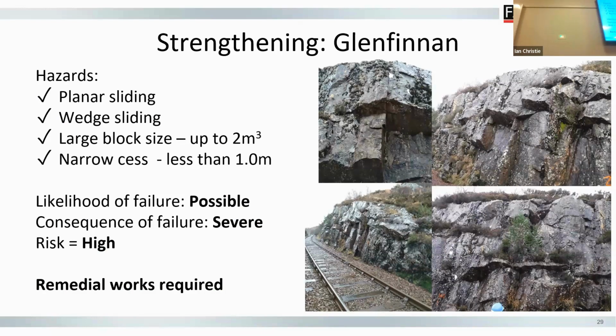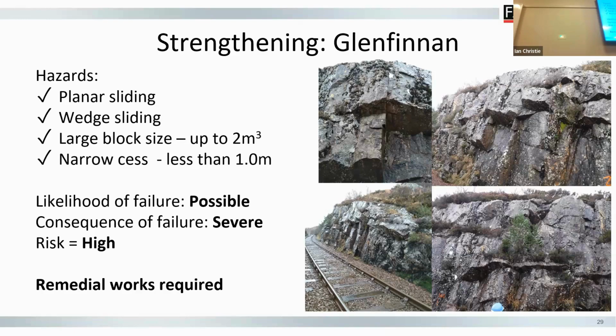So we went and did our inspections. Again, the first thing we look for is what the hazards are. Looking at the joints and the rock structure, we found planar sliding. There are also some wedges in the upper slope. And because of the joint spacing in the granite, it produced quite large block sizes, up to 2 meters cubed. The space between the track and the toe of the slope is also really quite narrow.